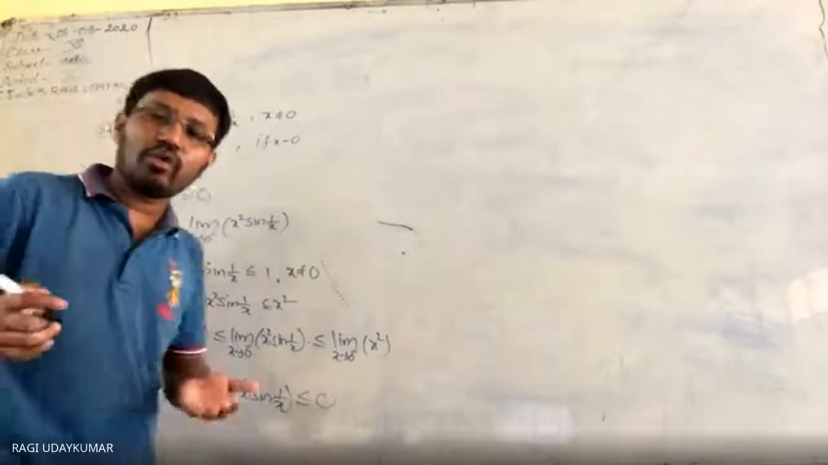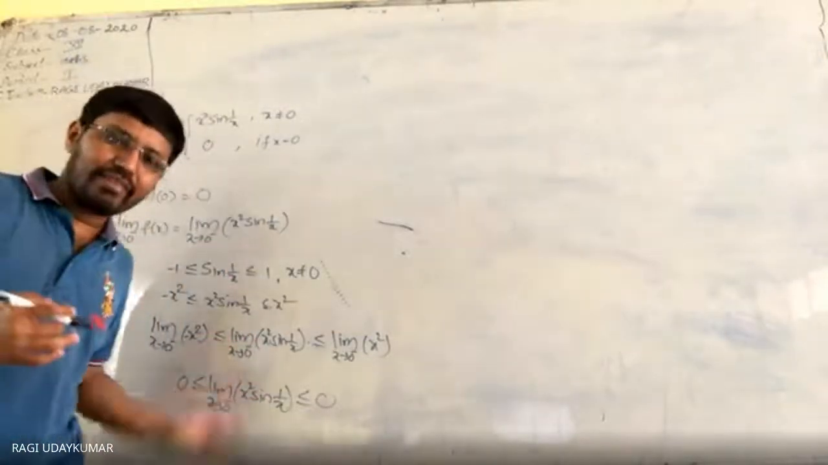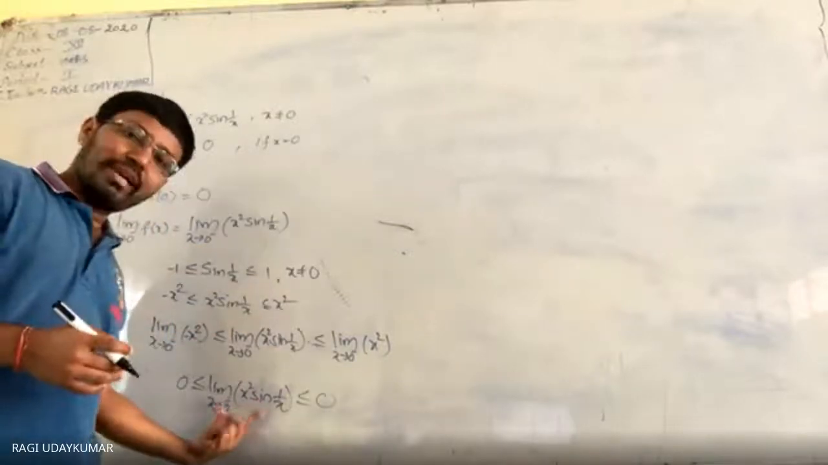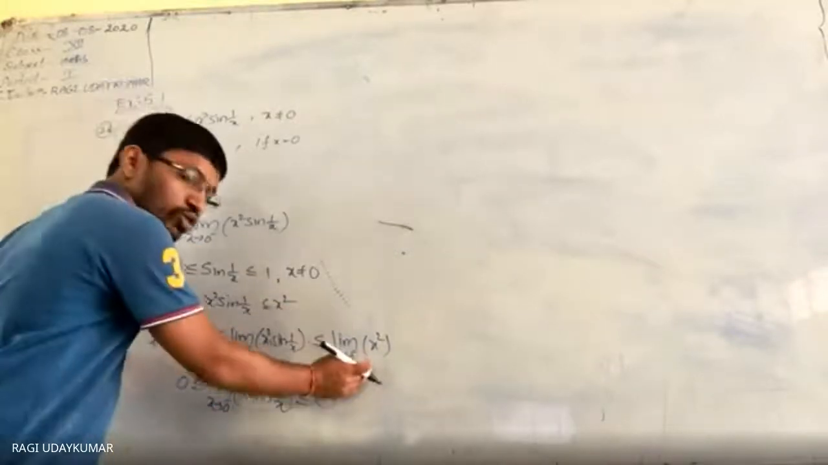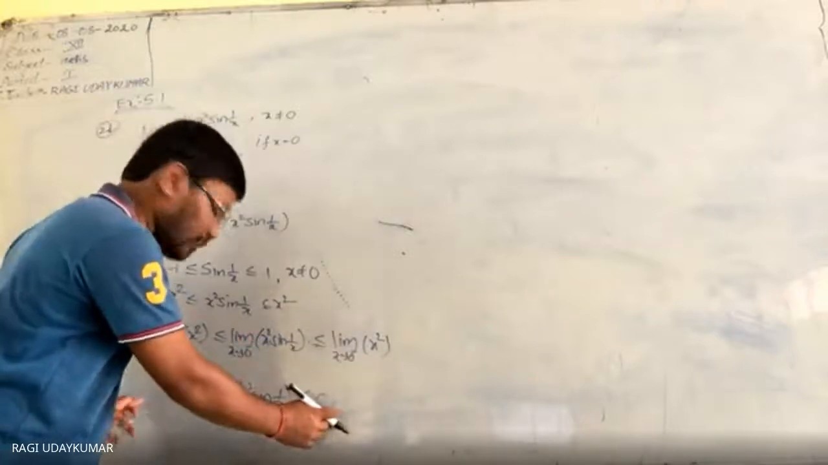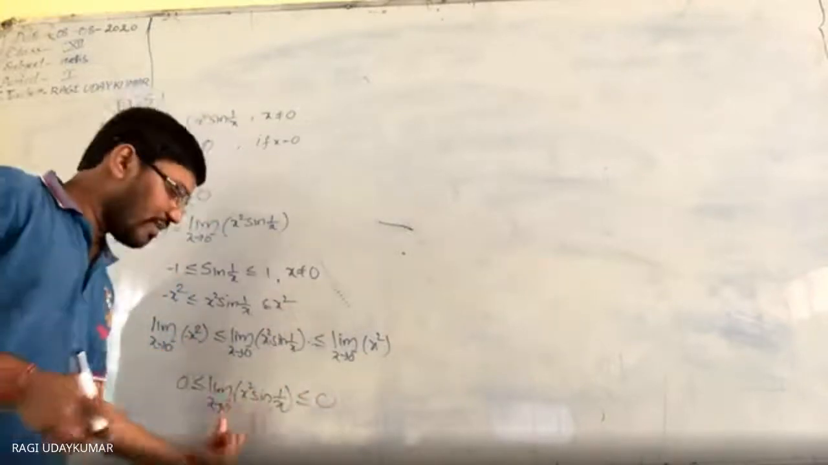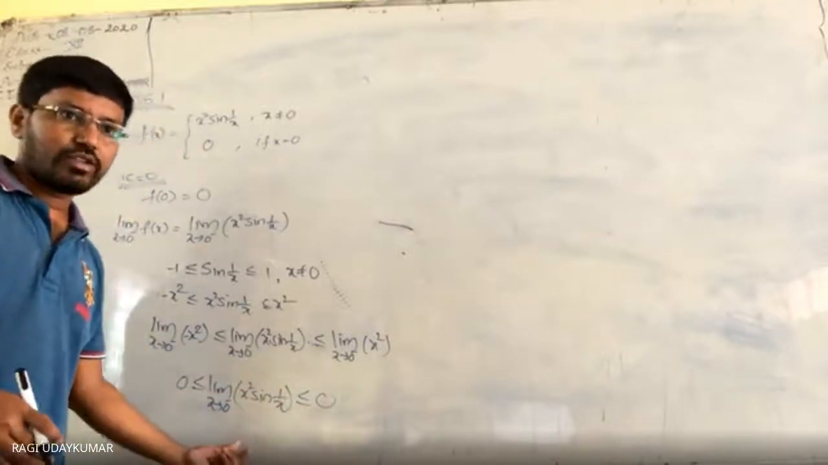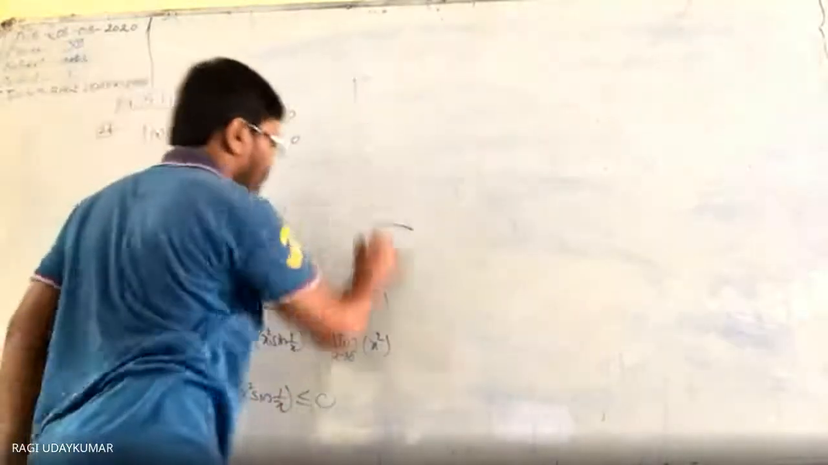Sandwich is nothing but, you know, the sandwich theorem. The sandwich theorem is also proved in this way only. This function's limit lies between these two, and these two are becoming 0. So that's why the value of this one also becomes 0. So what can you find here?